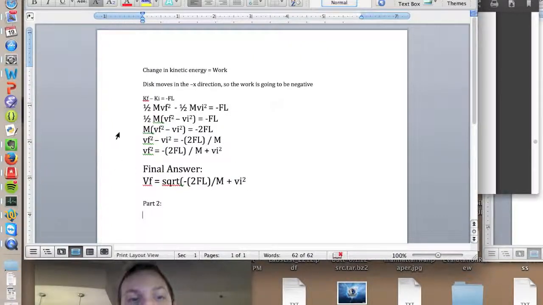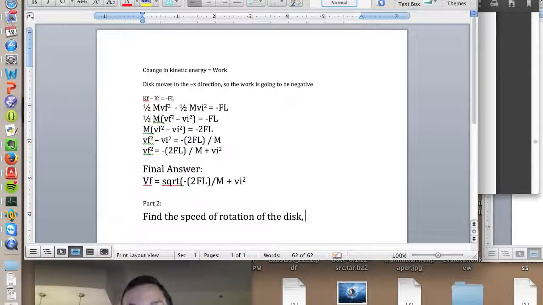More part, and then we can finish solving it, and we'll be done with it. In part 2, we are asked for the speed of rotation of the disk. So find the speed of rotation of the disk, and the problem also states that the moment of inertia for a disk is 1/2 mr squared, which is 1/2 times your mass times the radius of the disk squared.